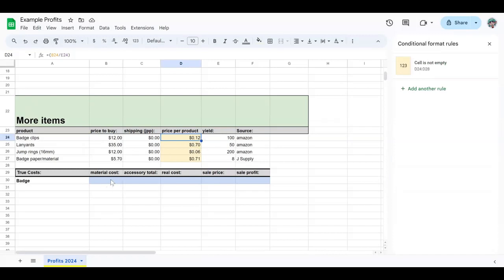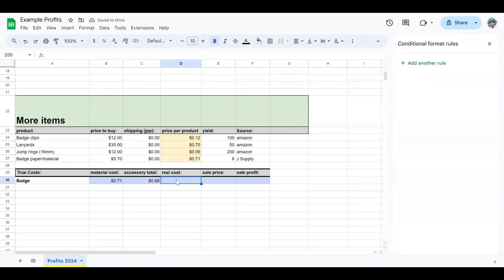So we are going to take the material costs. Let's say the material is the badge paper material. So material cost equals this box. Enter. 71 cents. Okay, cool. Accessory total. Go to the FX, equals, parentheses, badge clip box. Okay, we got that one. And then plus the lanyard box plus the jump ring box and parentheses. Enter. Okay, so our accessories cost a total of 88 cents.